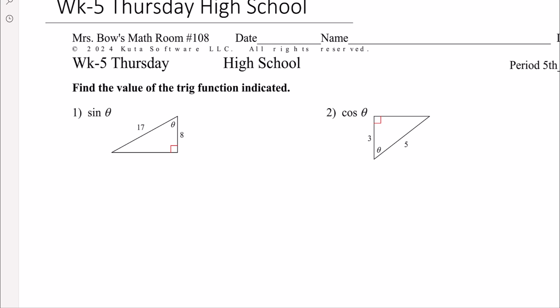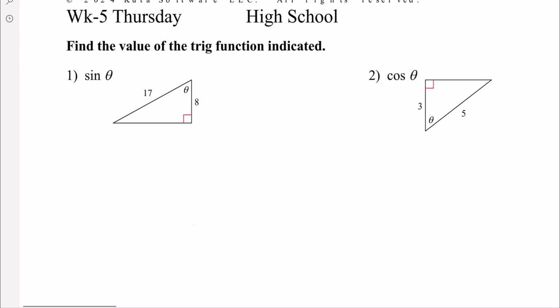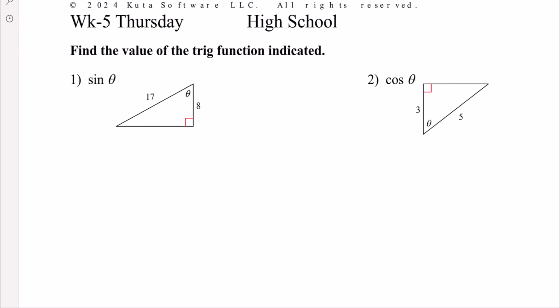Okay, we're going to go over one of each type today. Find the value of the trig function. So when it says that, it's asking you to find the ratio of the two sides.